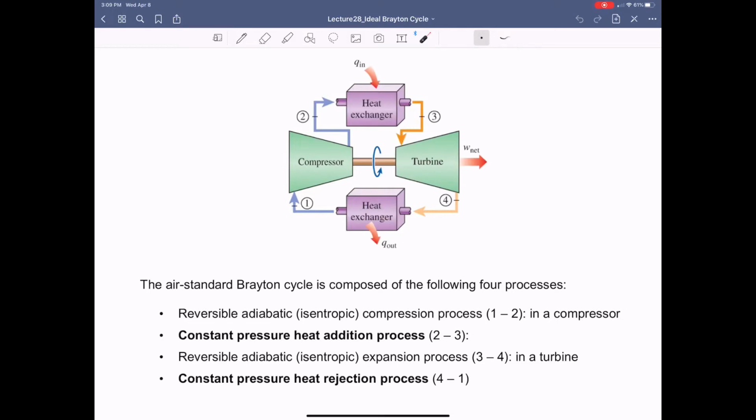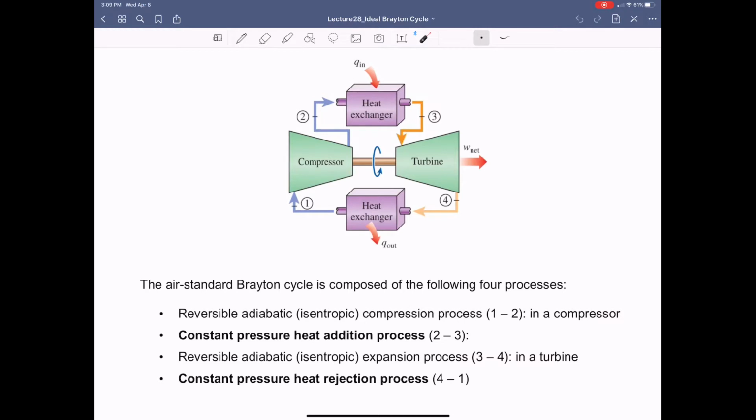As we discussed in the previous video clip, the ideal Brayton cycle consists of 4 components. The first one is the compressor, and we have a heat exchanger where we have heat input, and we have a turbine, and we have a heat exchanger that rejects heat to the outside. So each component and each process should be idealized because we are going to talk about the ideal Brayton cycle.